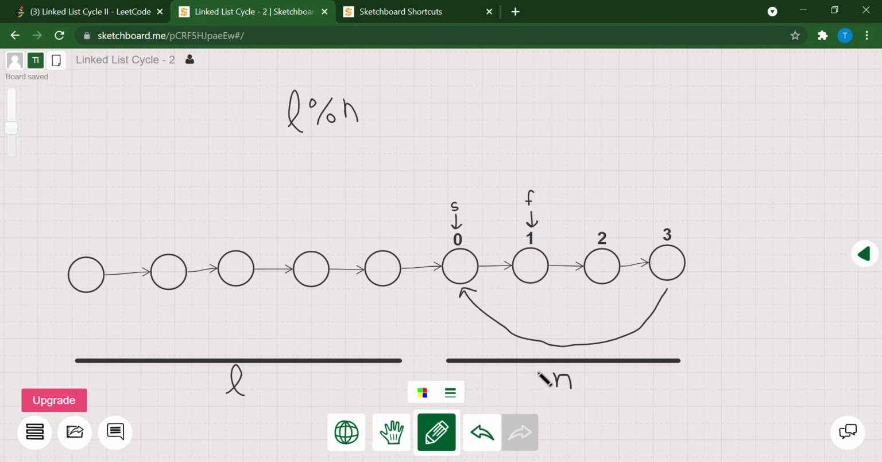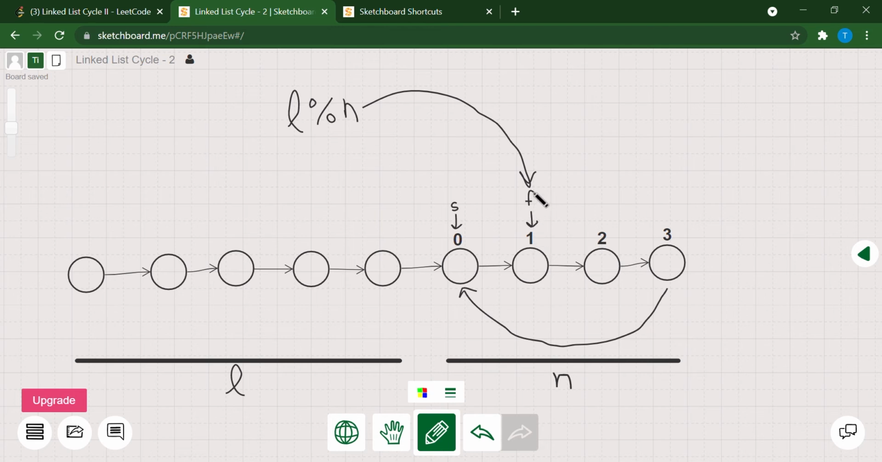So if the number of nodes in this cycle is n, the index of where it ends up will be given by L mod n, by modular arithmetic, right? Okay, so this index 1 is going to be L mod n, actually, right?